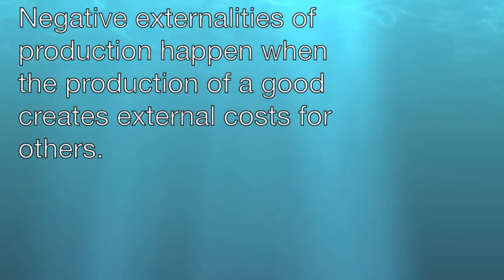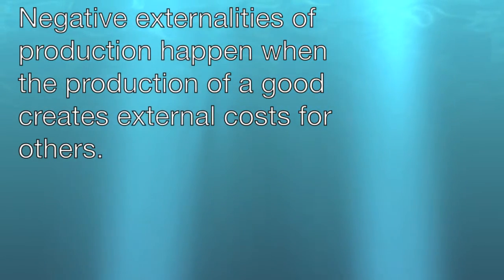Negative externalities of production happen when the production of a good creates external costs for others. They are usually associated with companies that cause damage to the environment, such as chemical companies that don't dispose of their waste properly. This is because the damage done to the environment by the company affects nearby areas. The damage done to the environment usually has major effects on common access resources, and therefore threatens sustainability.